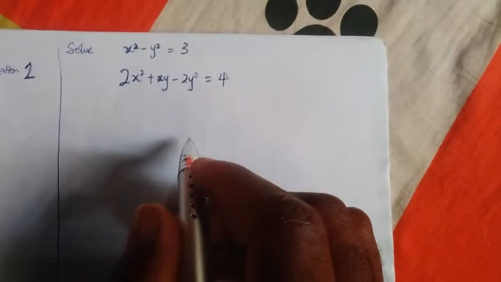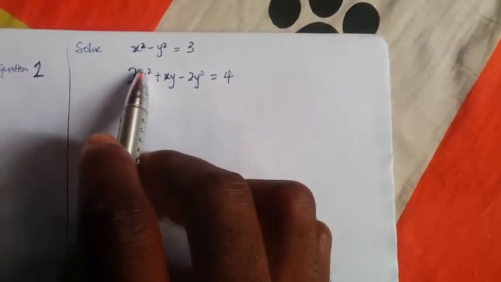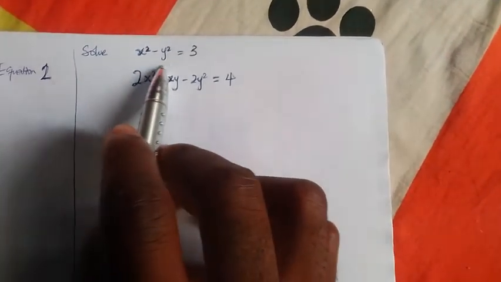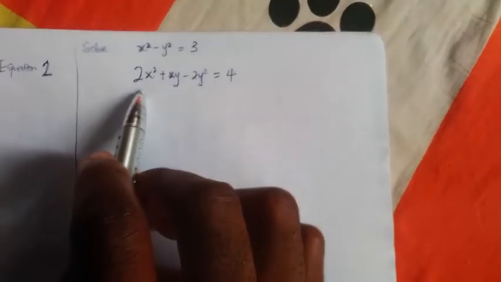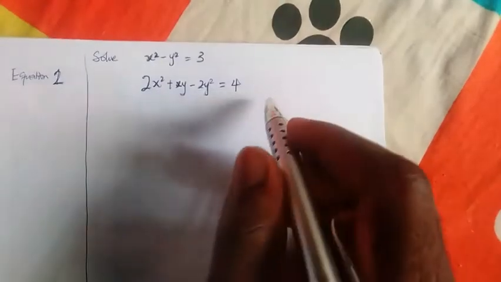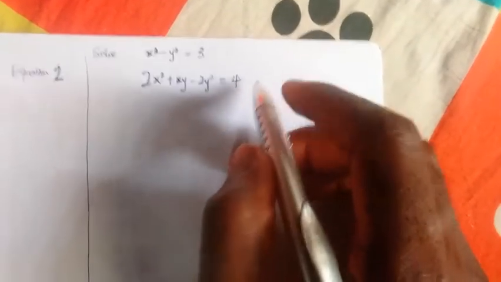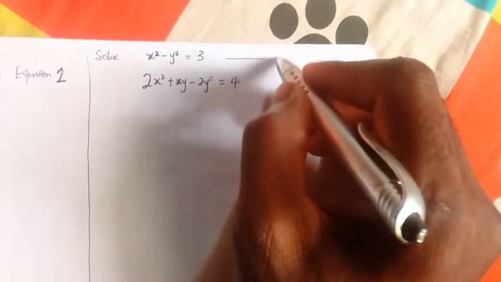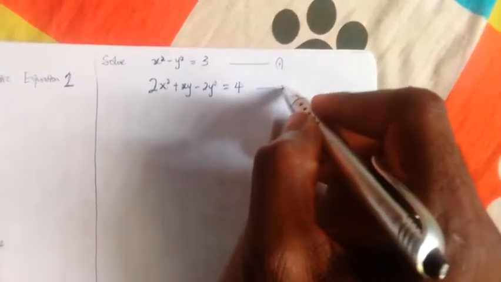In today's class we'll be looking at how we're going to solve this question. Given that x squared minus y squared equals 3 and 2x squared plus xy minus 2y squared equals 4, how do we find x and y?